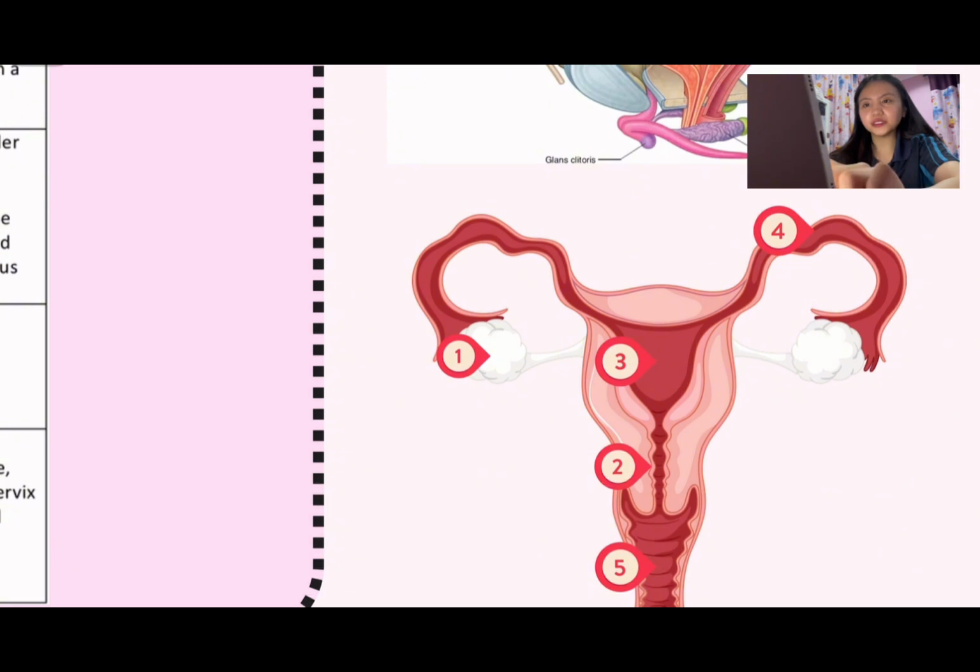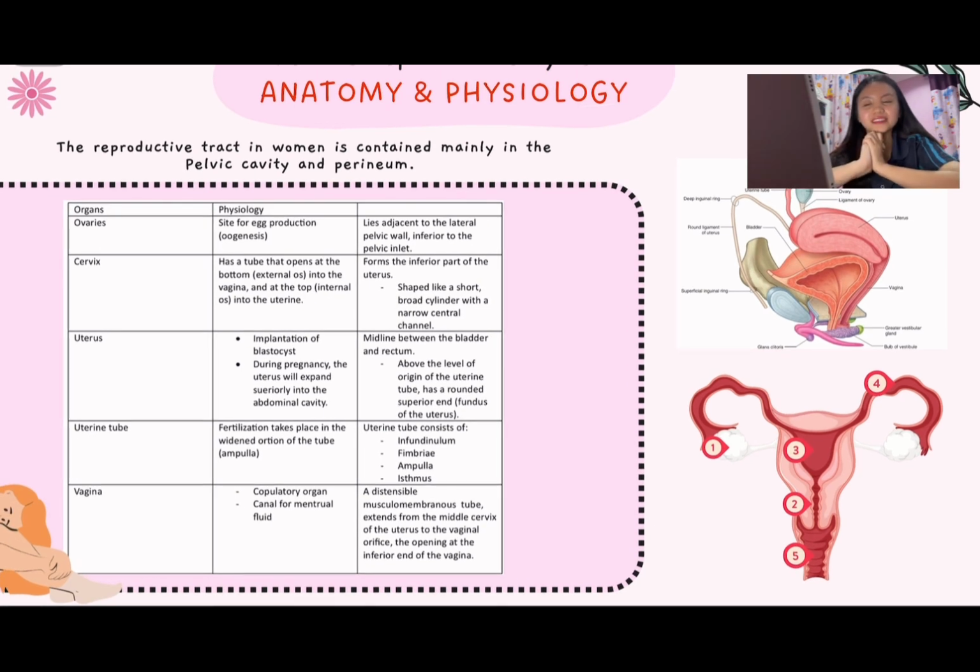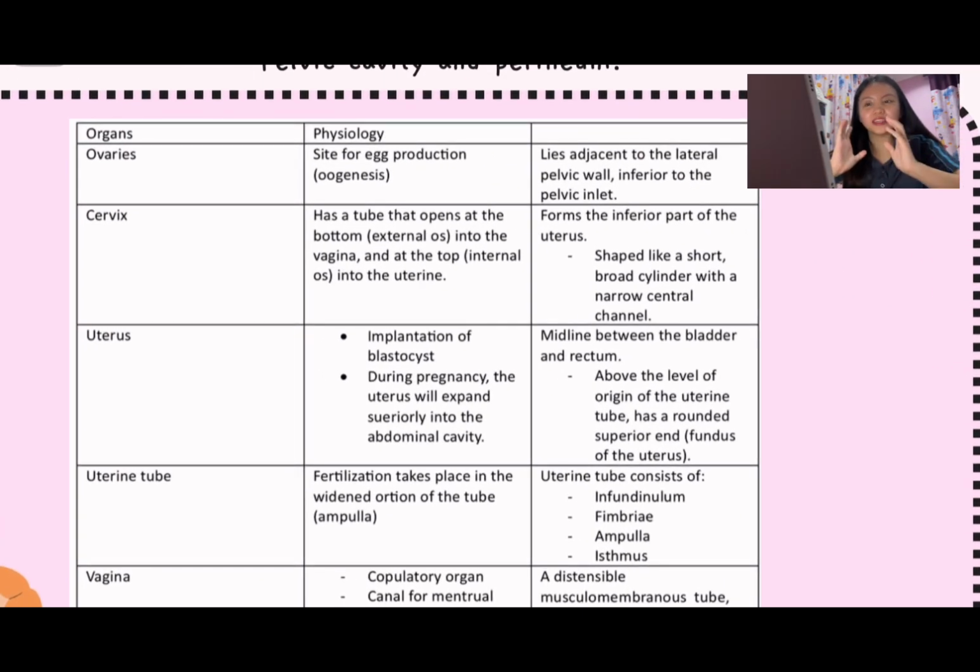As for the uterus, its function is the implantation of blastocysts. During pregnancy, the uterus will expand superiorly into the abdominal cavity. The uterus is located midline between the bladder and the rectum, and above the level of the origin of the uterine tube. It has a rounded superior end known as the fundus of the uterus.